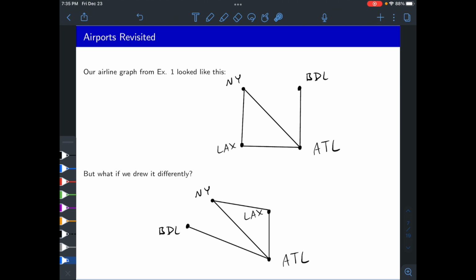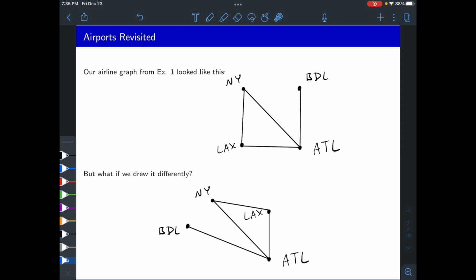Even though it looks different, it's still recording the same information. And so we would consider these graphs to be the same. They don't look identical, but we would consider them to be equivalent. The one that I mistakenly drew earlier in my test run before recording this was not equivalent because it was recording different information.